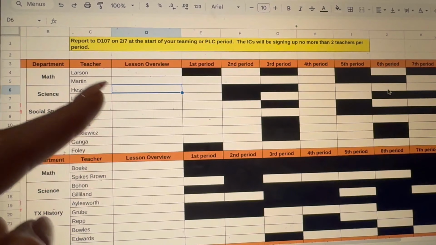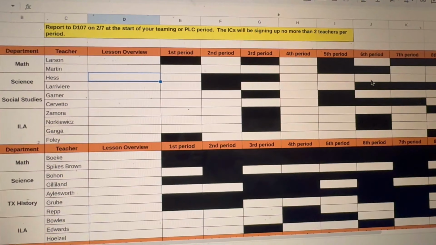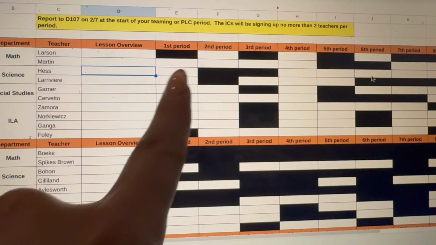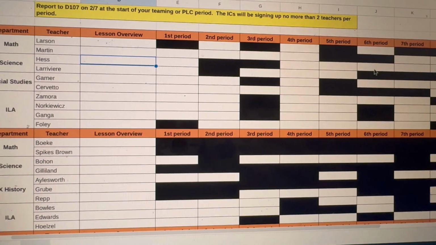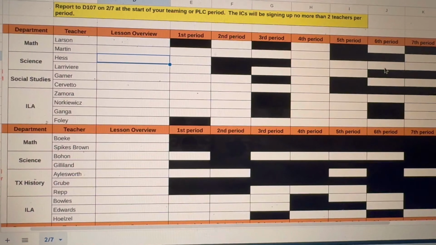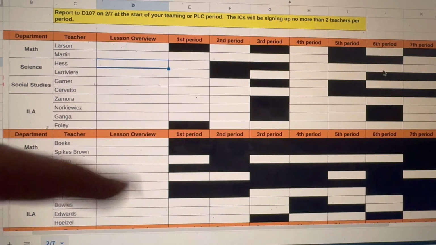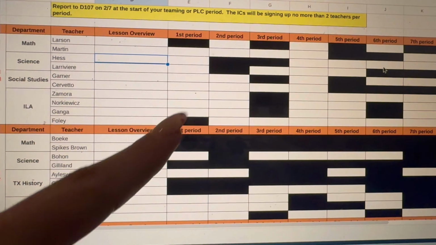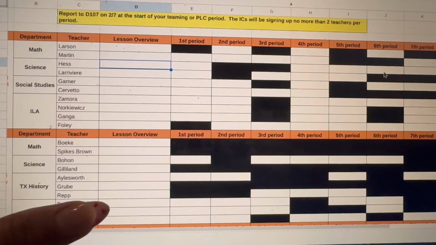I was able to look at the master schedule and see the schedule of all of these teachers. And so that's why some of these things are blocked out, because they have either conference or teaming during that period. Now she is going to go into each PLC and she is going to ask them to sign up for a slot on periods in which they are free and are able to watch another teacher.